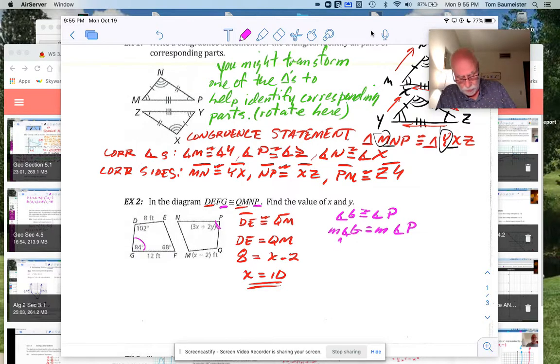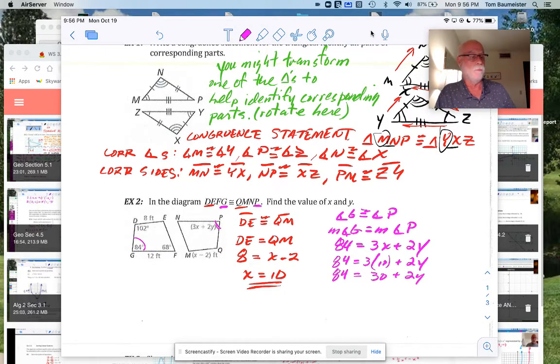The measure of angle G is 84. The measure of angle P is equal to 3x plus 2y. Now that should tell you why I did the first one first, because notice on this one here I have an x and a y, but I solved the side lengths for x, so I'll be able to use that right now. So I'll be able to say 84 is equal to 3 times 10 plus 2y. So 84 is equal to 30 plus 2y.